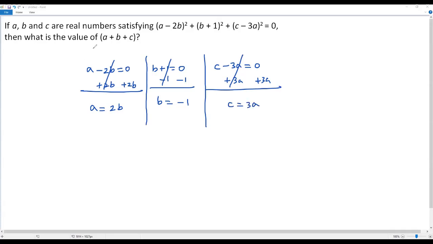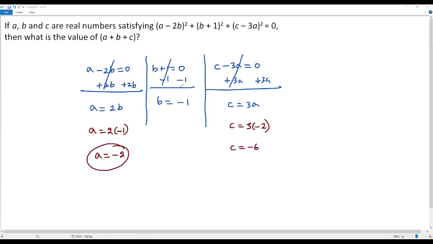Okay, so to get the value of the expression A + B + C, I need the values of A, B, and C. Already I got the value of B, that is B = −1. When I plug in B = −1 over here, I'll be able to get the value of A. Okay, let me do it. That is A = 2 times −1. Then I'm getting A = −2. Now I can plug in A = −2 over here to get the value of C. Then I'm getting C = 3 times −2, which is −6.